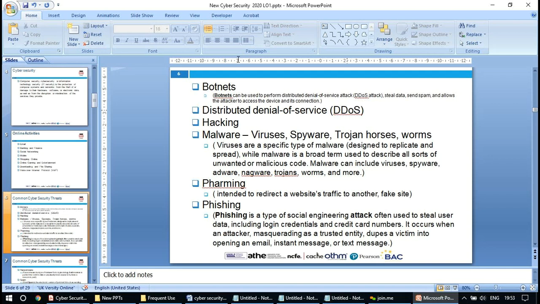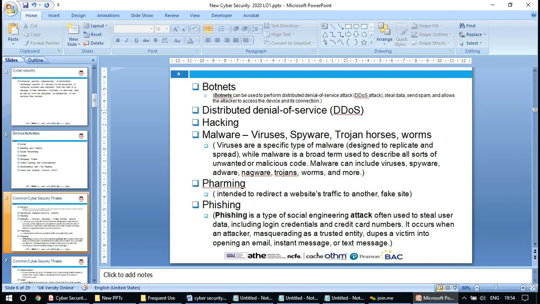And possibly they could still be used to steal data, send spam, or allow attackers to access the device and its connections. So most of the time that's done with the bots, isn't it? Yes. Then normally you try to hack. When you try to hack, then you can do anything.